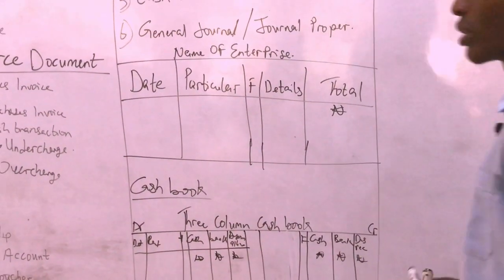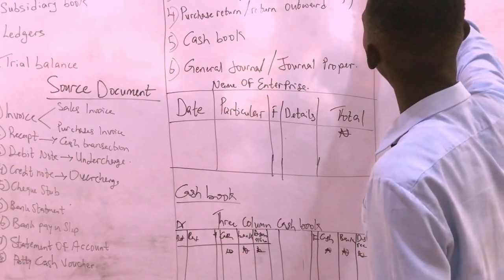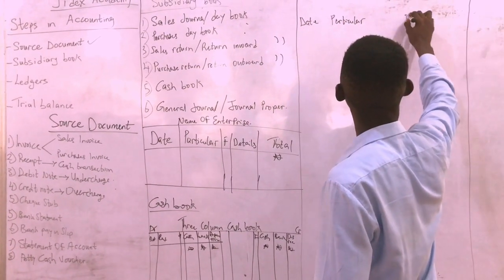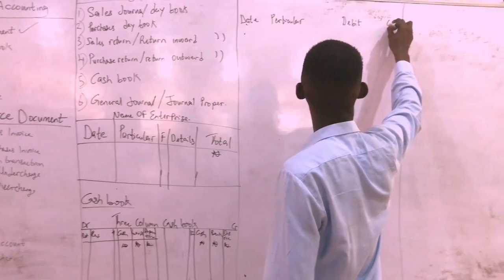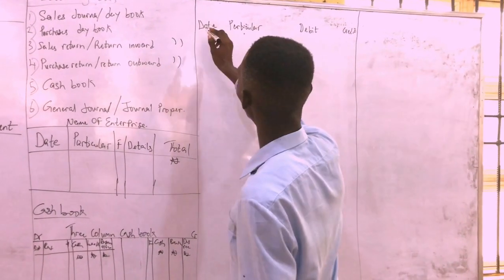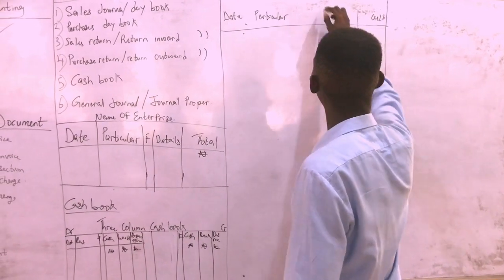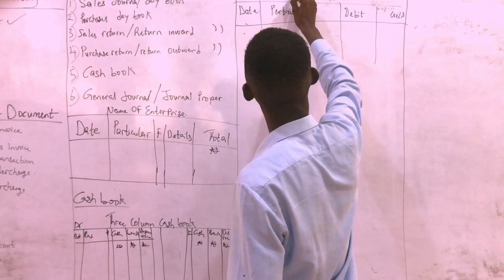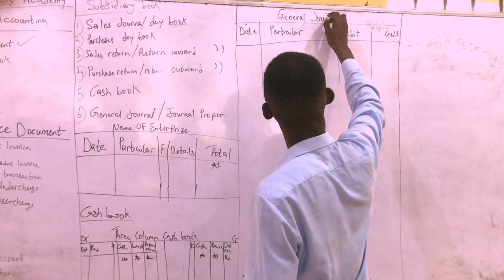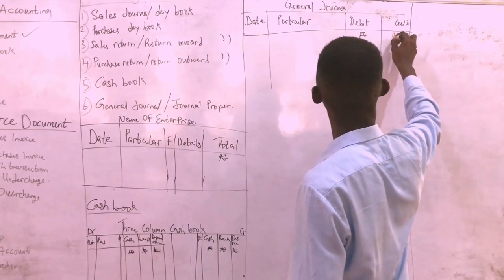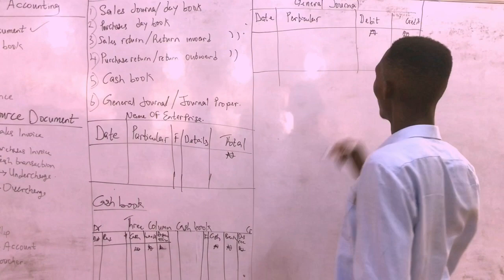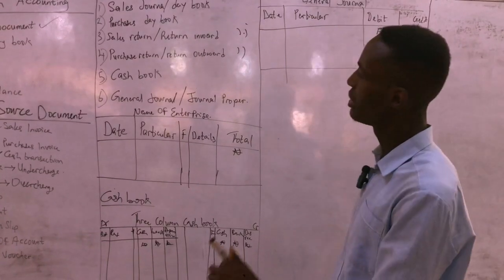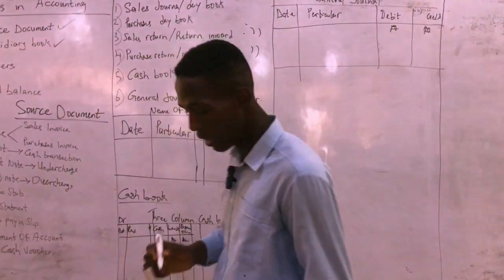Now for the general journal, this is the format for a general journal. Your date, your particular, your debit and your credit. Then your naira sign. That's all on general journal. So we are done with subsidiary book. Now we move to ledger.